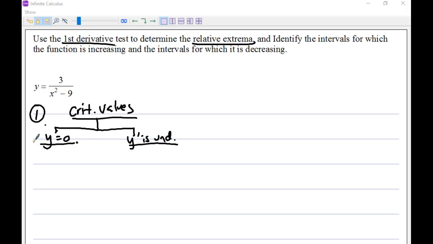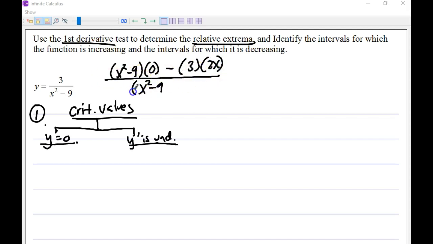Now, I didn't do that in the last one. Does anybody know why I didn't do that in the last one? It's never undefined. That was a polynomial, but this is undefined somewhere. All right, so here we go. Let's do low D high, minus high D low, draw a line, low squared below. All right, and let's simplify that. So this whole thing is gone now, right? It's all times 0. So I'm left with negative 6x over x squared minus 9 squared.